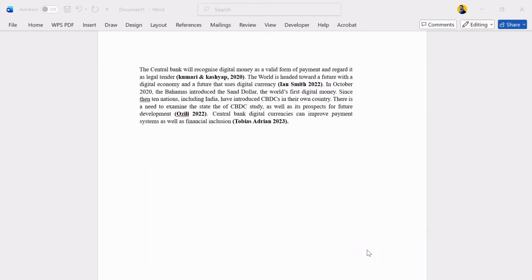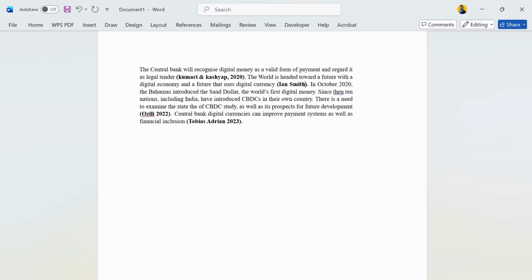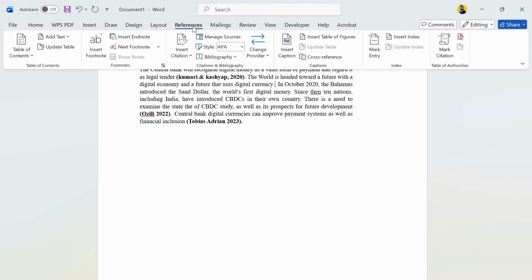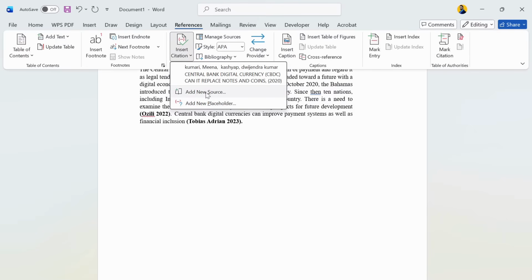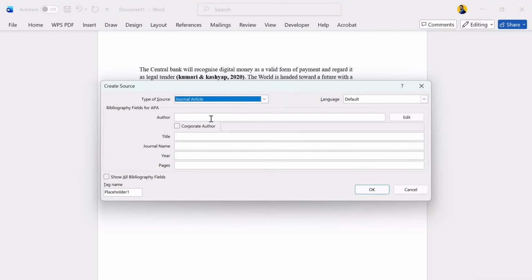Now our second citation will be here. So we will first delete this one and assign the accurate one. Again, repeating, make sure your cursor remains in the same place. Reference, go to insert citation, add new source. Now the same thing will appear. Now you will do the same thing again.